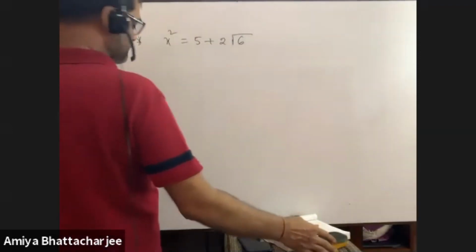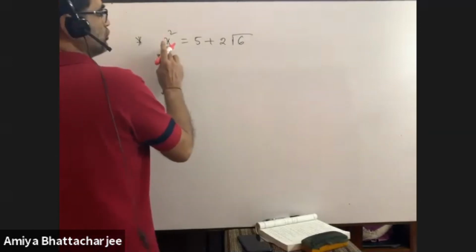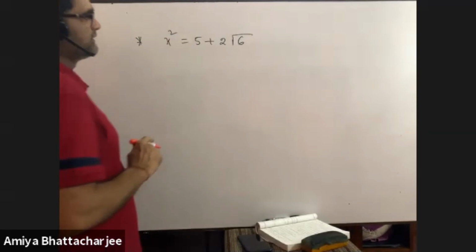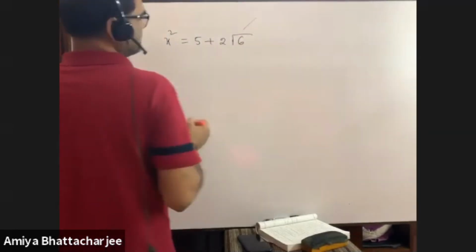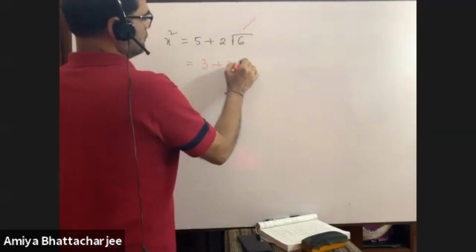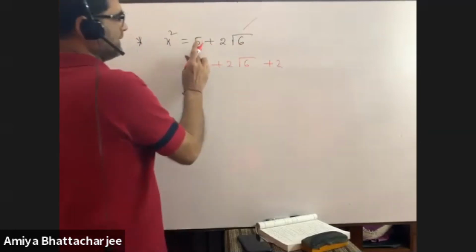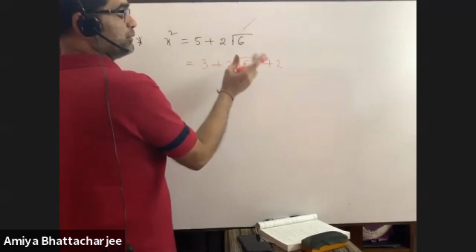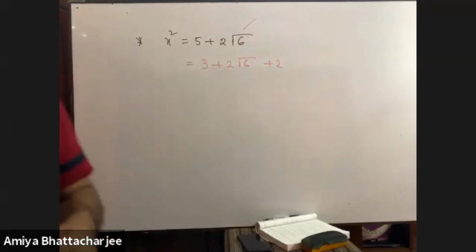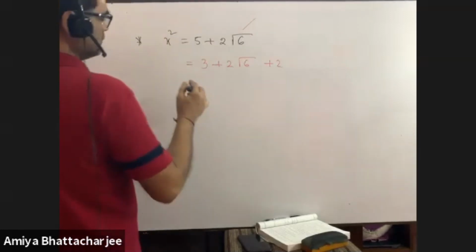You see how to do this math. At first, you have to see that it is x square. I have to find the value of x. It is the first thing. Second thing is that this is root over 6. That can be written here 3 plus 2 root over 6 plus 2. 3 and 2 will make 5, and 3 and 2, if we multiply, will make 6. Please try to understand. Okay. Now it is very easy for you to do.